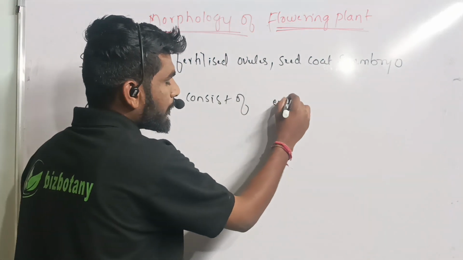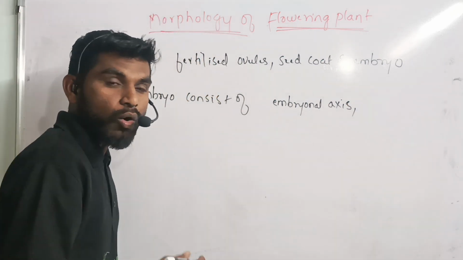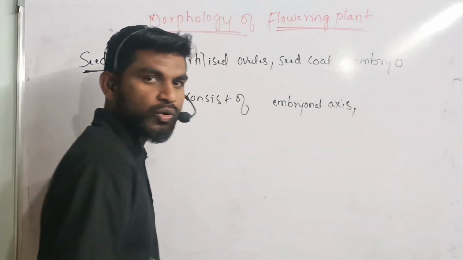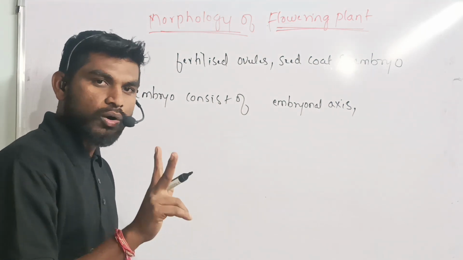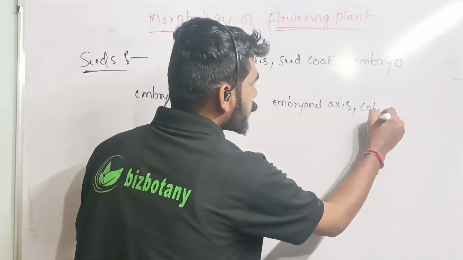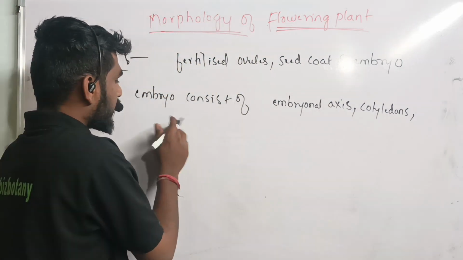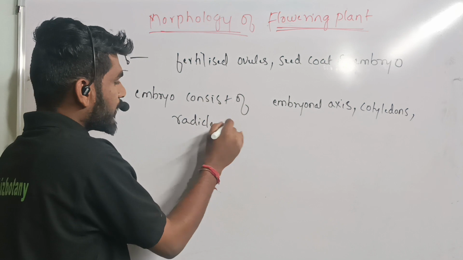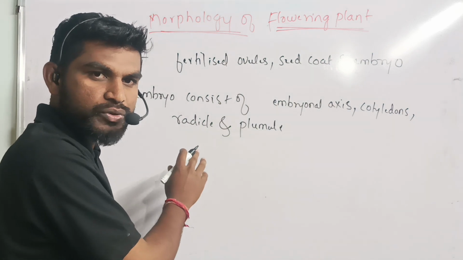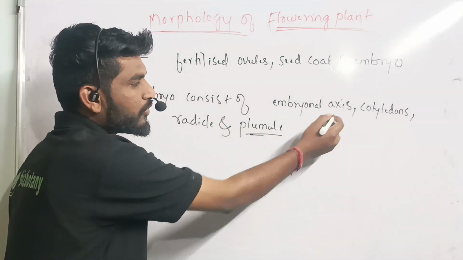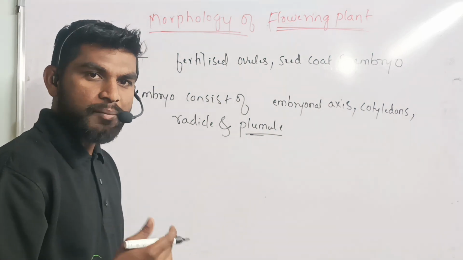embryonal axis, cotyledons will be present. In case of monocot plants, one cotyledon will be present. In case of dicot plants, two cotyledons will be present. On the embryonal axis, you can see a radicle and plumule. Radicle is responsible for the formation of the root system in a plant, and plumule of the embryonal axis will be responsible for the formation of the shoot system in the embryo.